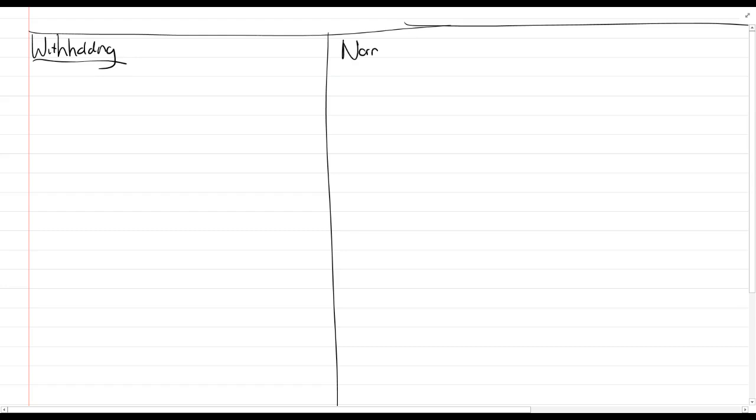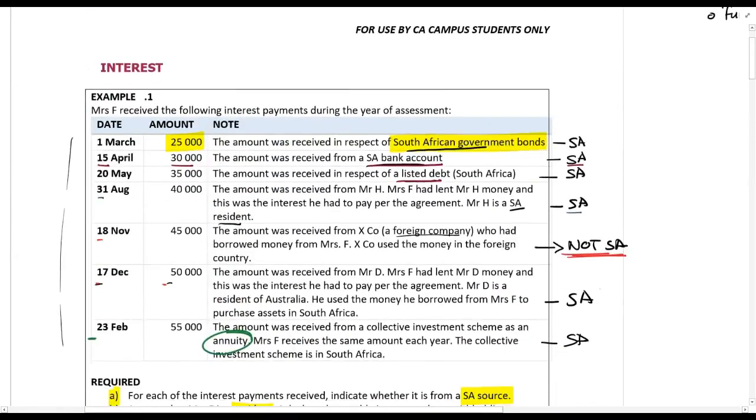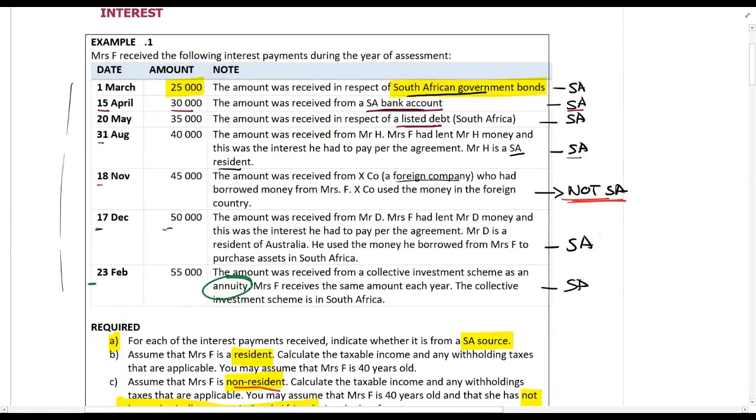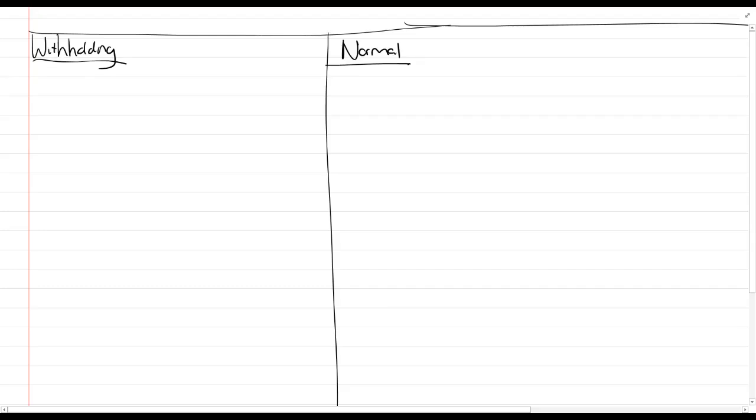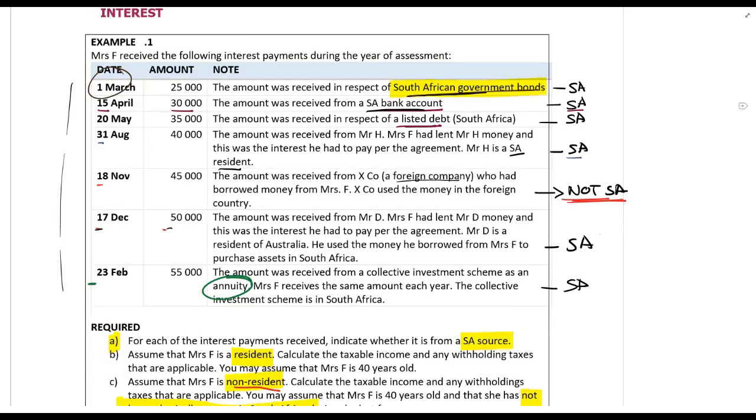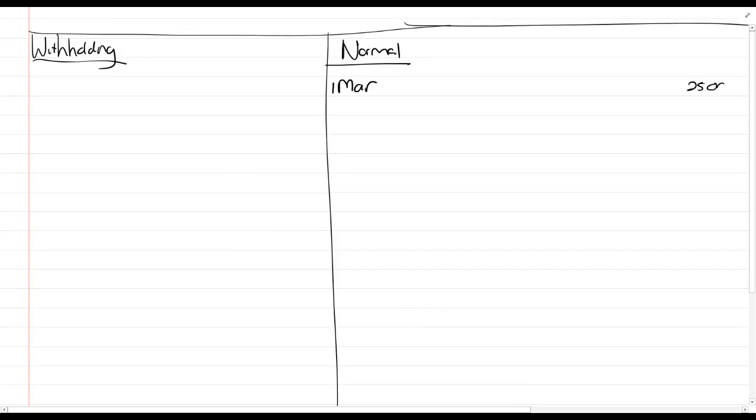Okay, so withholding and normal tax. A lot of it is the same situation, guys. Let's start with it. Again, 1st of March, received from the South African government, $25,000. Okay, so we include it. We're still a non-resident, 25,000.